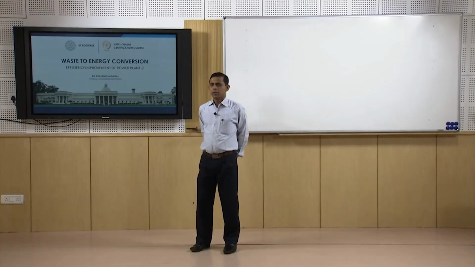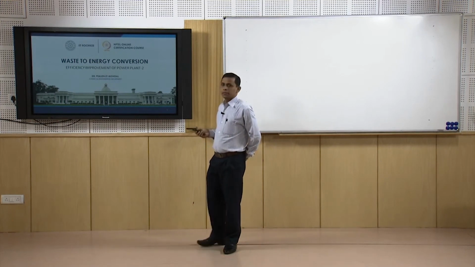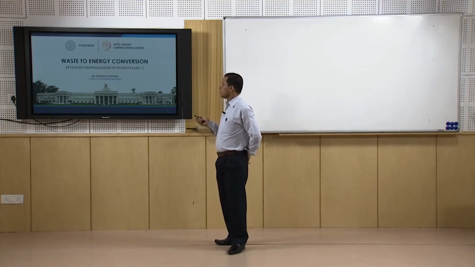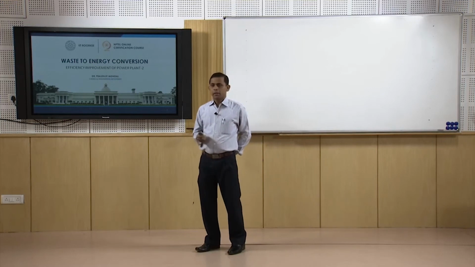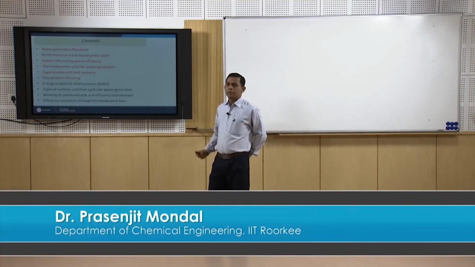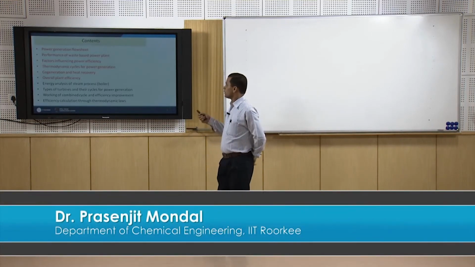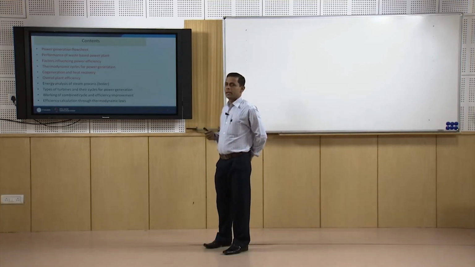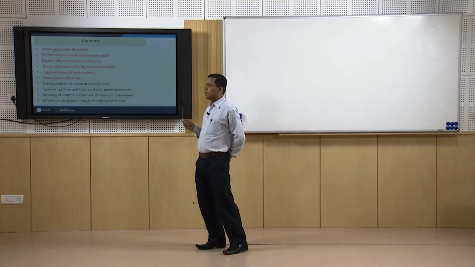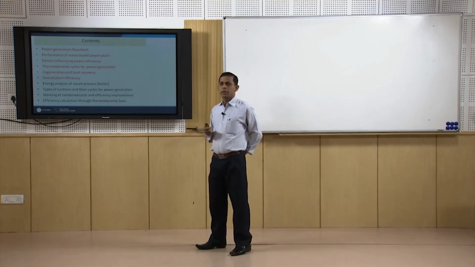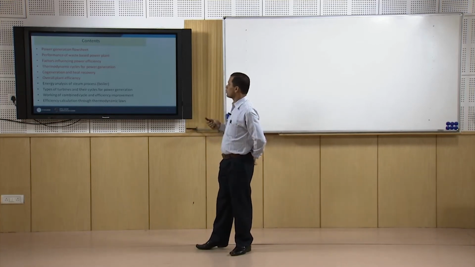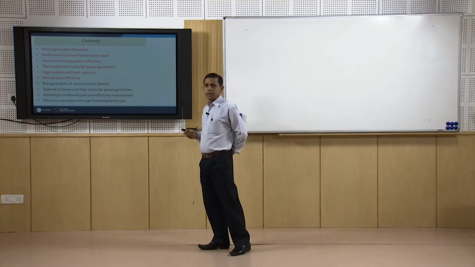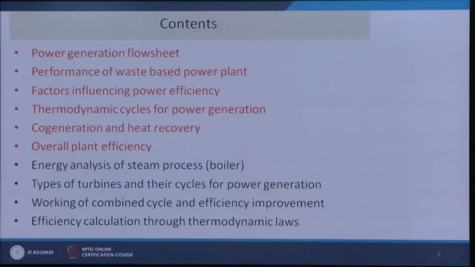Hi friends, now we will start discussion on the second part of the module, efficiency improvement of power plant. In the first part we have discussed the power generation flow sheet and its performance, different types of losses and thermodynamic cycles which are used to understand the operations of the power plant and its performance, and cogeneration and heat recovery options for the improvement of the efficiency of the process.